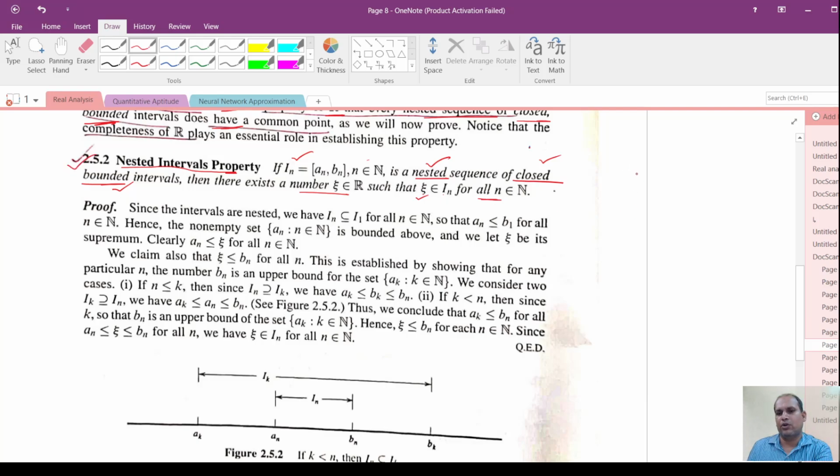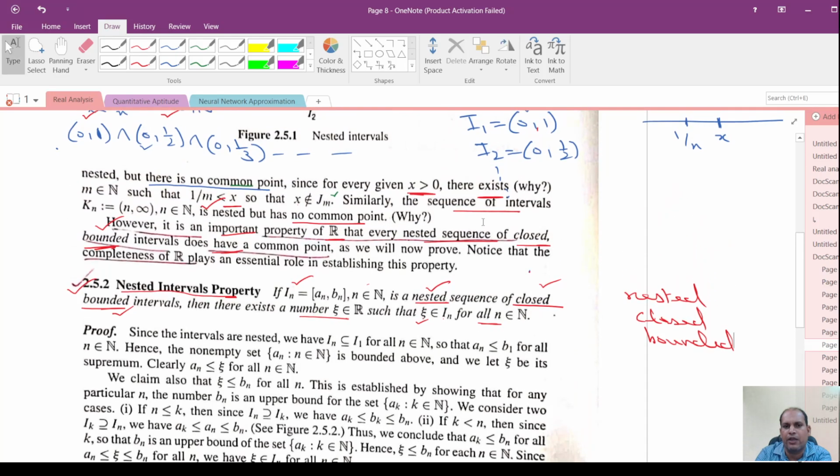So we need to have a nested sequence of intervals as well as closed and bounded. Then it is always guaranteed that there exists at least one point which is common to each of the intervals. Otherwise, there may be a common point or there may be no common point in such an intersection, which we have already covered in the open interval 0 to 1 by n, the intersection of all such intervals, and the open interval n to infinity.